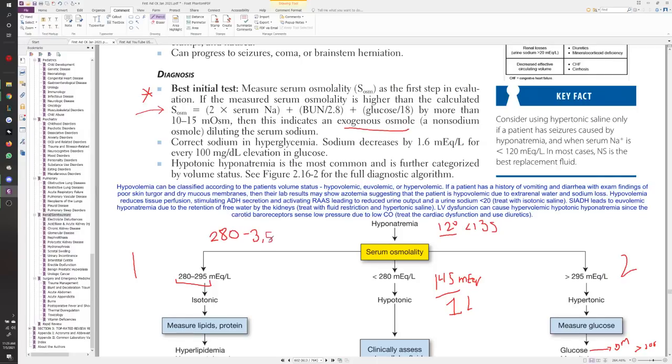Okay. And then this is a plus sign. And glucose we're going to say is normal, like 100. Okay, 100 glucose is not so bad. So 100 divided by 18 gives you 5.5. And you see how, if I add these numbers up, I'm going to be within this range. 3.5 plus 5.5 is 9. So that's going to be 289.